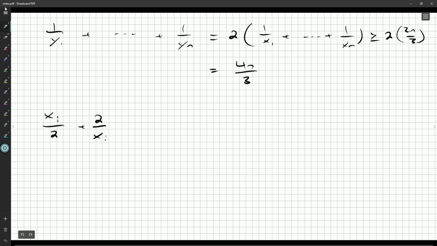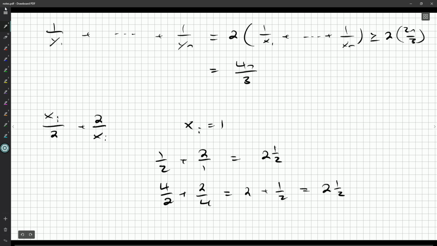Because, here's what I'm thinking. If you take something like xi equals 1, you get a half plus 2 over 1, which is 2 and a half. But if you take the biggest the xi's can be, which is 4, you get 4 over 2 plus 2 over 4, which is also 2 plus a half. 2 and 1 half. So you sort of get an interesting expression. It's sort of like a parabola almost, not quite, but the smallest this can be is 2 when xi is equal to 2, and the biggest it can be is 2 and a half.